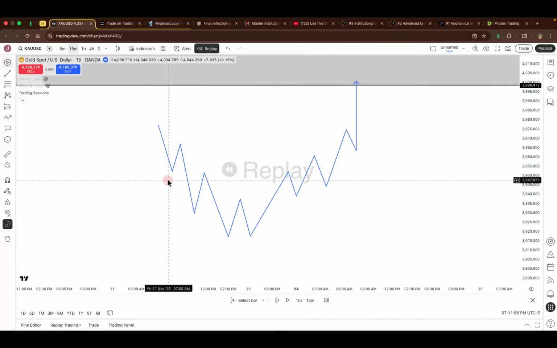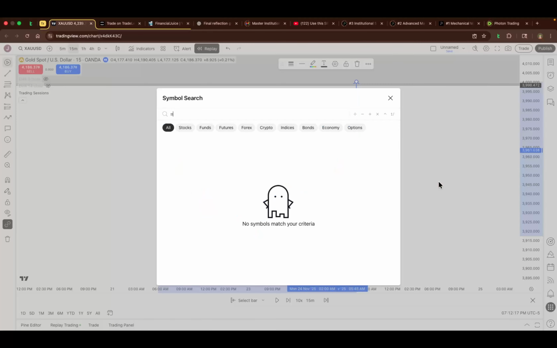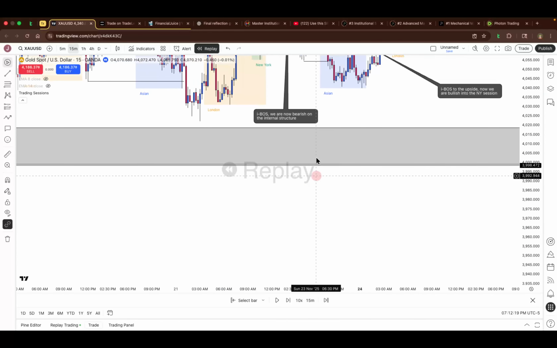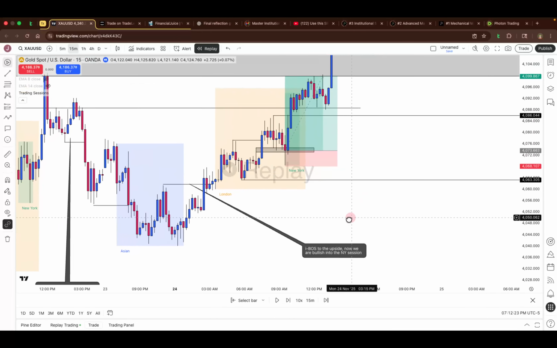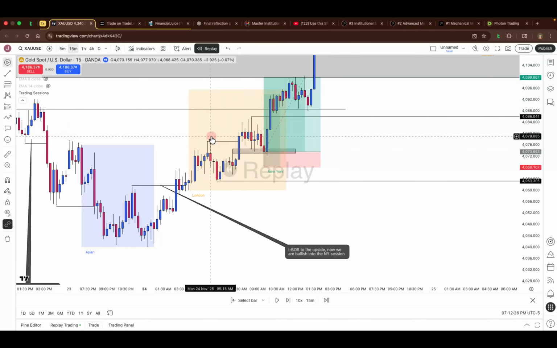We see price pull down, break of structure right here, boom. Continue to pull down, another break of structure right here, boom. But what do we see? See IBOS now, our internal structure shifted bullish, boom. See another break of structure, boom. See another break of structure, boom. You see? That's all it is, man. So now we're bullish.